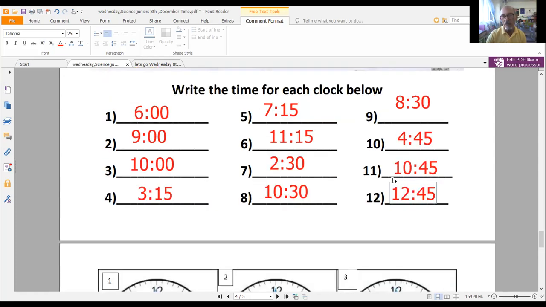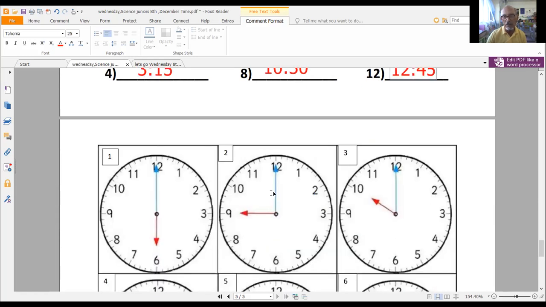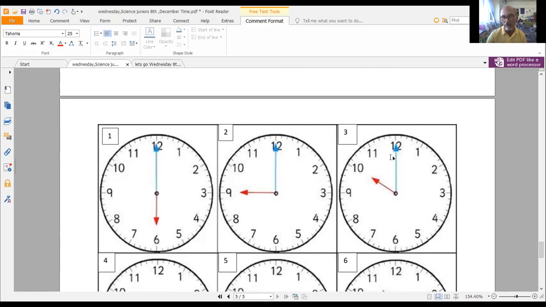Okay, so now we know how to read the clock. Number 1, 6 o'clock. Number 2, 9 o'clock. Number 3, 10 o'clock. Red hand shows the hours. Hours come first. There are 60 seconds in 1 minute and 60 minutes in 1 hour. That means when the red hand goes from 9 to 10, that's 1 hour. 9 o'clock comes before 10 o'clock.